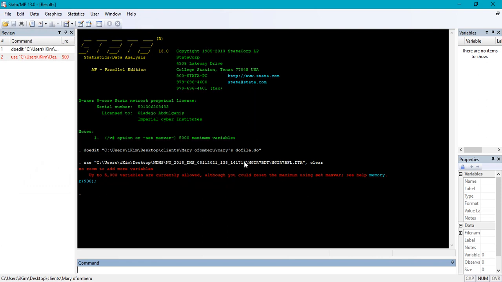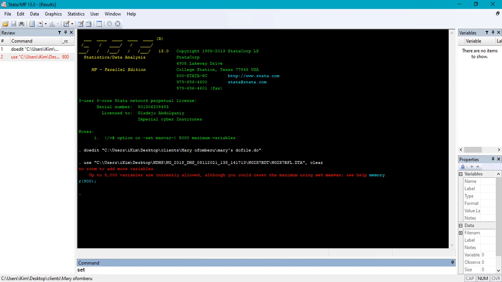just because the data set is actually having more variables. It has over 5,000 variables. So we have to expand the memory of the system to accommodate more than 5,000 variables. NDHS 2013 has close to 24,000 variables on it. So we needed to expand the memory of the software to make it work. So that's what I'll be doing now.